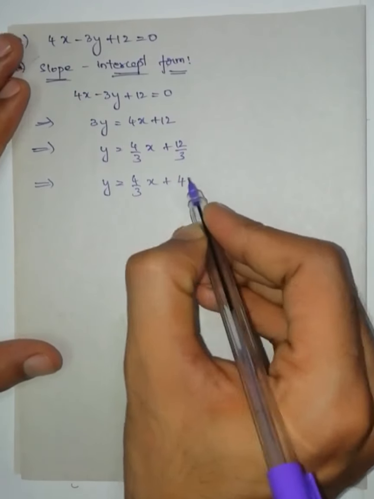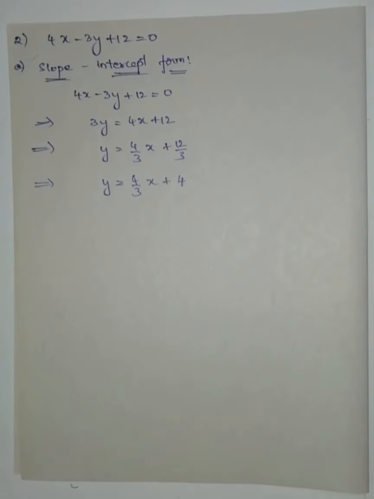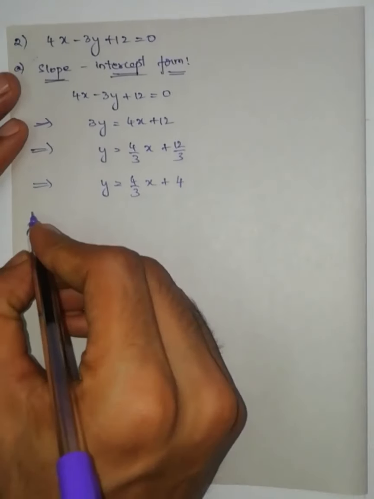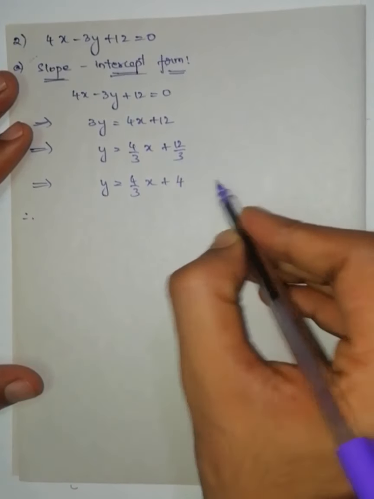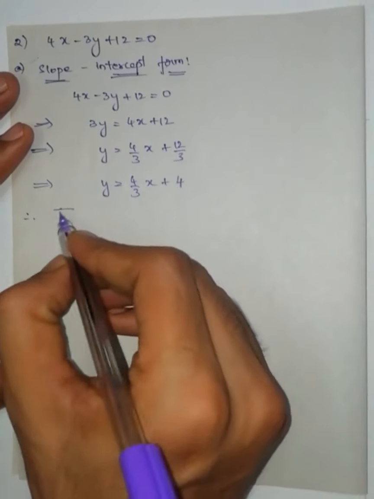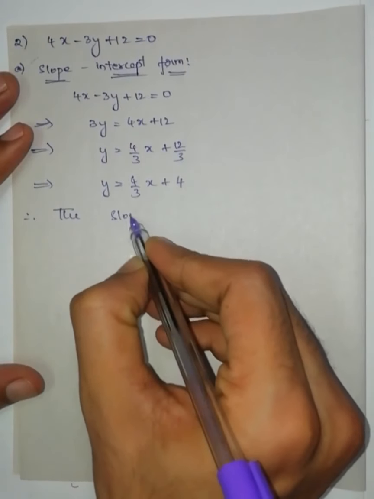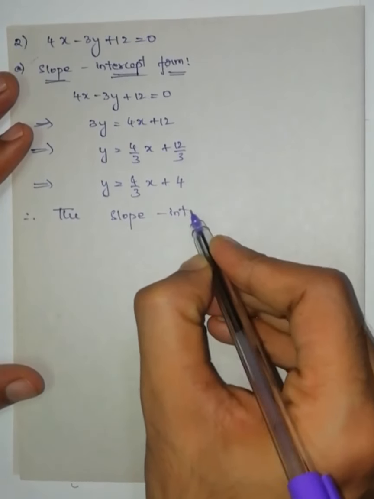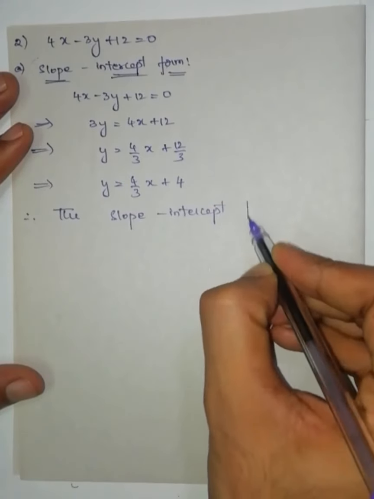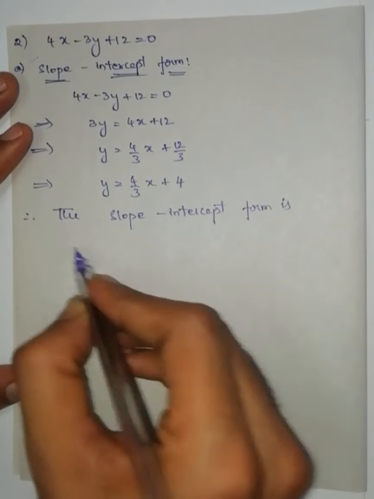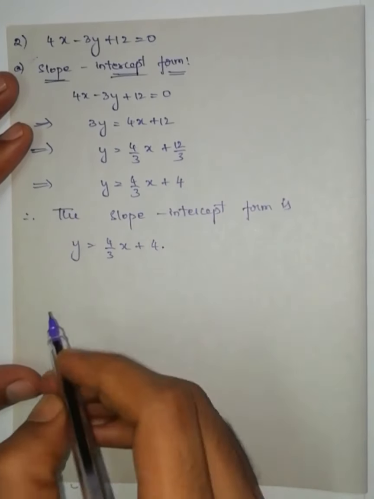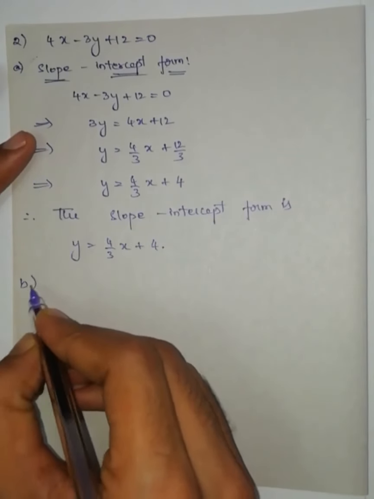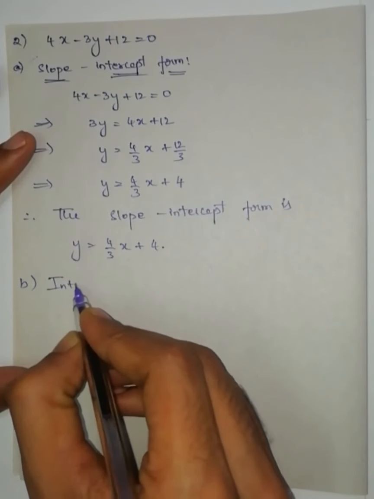It is in the form of y is equal to mx plus c. Therefore the slope intercept form is y is equal to 4 by 3 x plus 4. Now second one, in the intercept form.